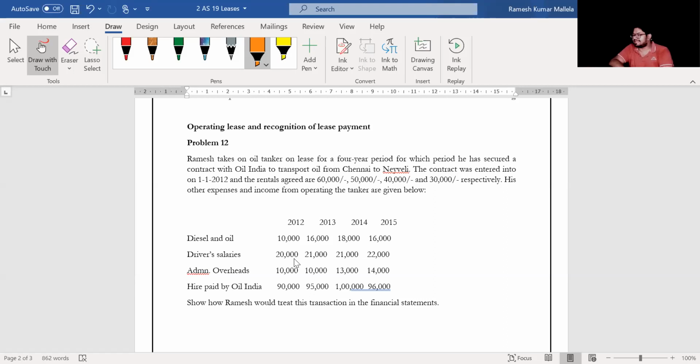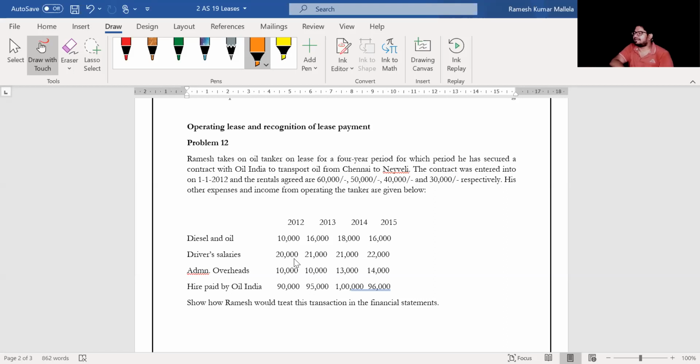Now in this case, if you observe 90,000, 95,000, 1 lakh, 96,000, that means it's on an average a maximum of 10,000 rupees of difference. That means it is on an average almost the same value throughout the 4 years. Yes or no? 4 periods. In which case, what the standard suggests is if the revenues you are generating are almost the same, you should straight line the lease rentals which you are paying to your lessor. What does straight lining mean?